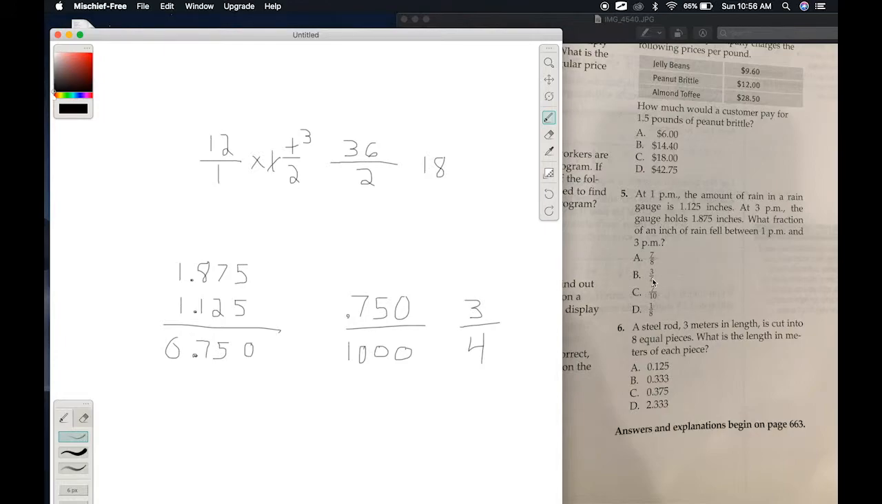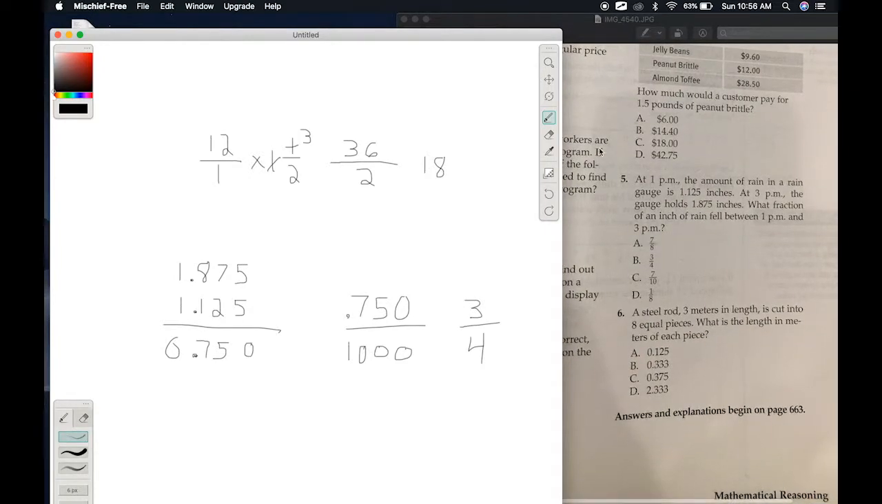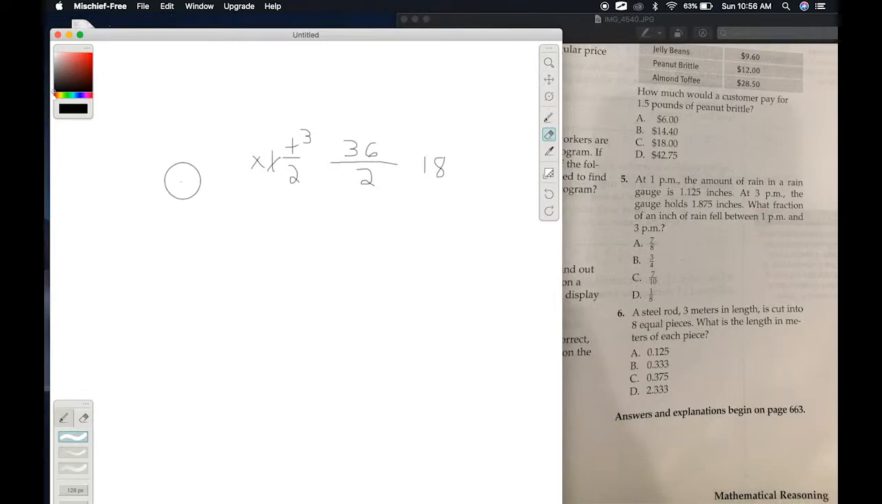That's how much rain fell in between 1 p.m. and 3 p.m. or at least the difference in amount of rain. Okay, last one. A steel rod 3 meters in length is cut into 8 equal pieces. What is the length in meters of each piece?